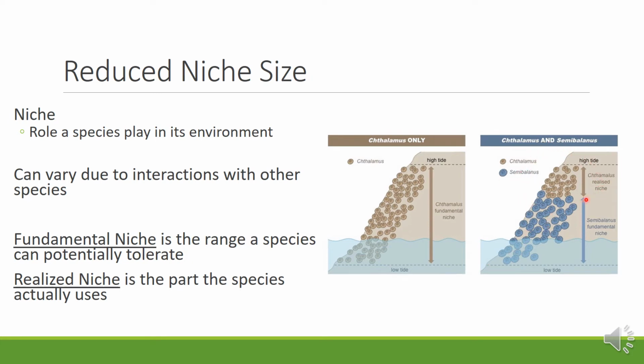Semibalanus, on the other hand, this is its fundamental niche. It can't live past this point, and it can't live below there. So it's using its whole fundamental niche, where Caudatum is just in this tiny little niche up here.